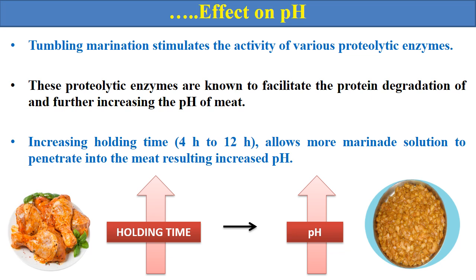Further, the time is important. About 4 to 12 hours allow more marinade solution to penetrate into the meat, resulting in increased pH. So more time will help in more penetration of marinades inside muscle protein, resulting in more increase in pH, which is a good effect or desirable.